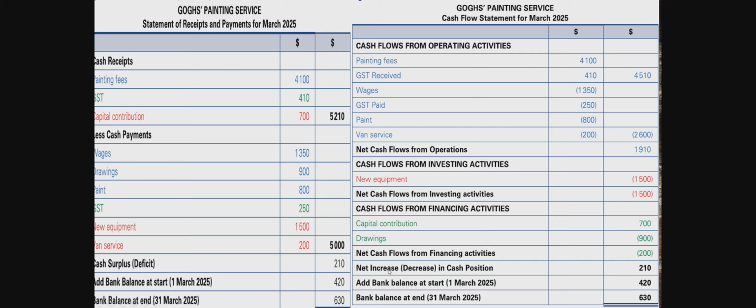Next, we need to find an overall net increase in the cash or decrease in the cash position. So all you do is add the net cash flow from this, add the net cash flow from this, and add the net cash flow from this. And you'll find that overall we had an increase of $210. So we had a surplus of $210. Add the bank balance at start together with the increase in cash position, and that's how we get our bank balance at end. Alright, sometimes this number can be negative, and that will force our bank balance at end to be negative also.